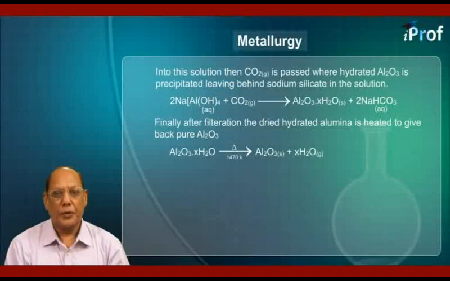So we can write 2Na[Al(OH)4] (aqueous) + CO2 (gas) gives Al2O3·xH2O (solid) + 2NaHCO3 (aqueous). Finally, after filtration, the dried hydrated alumina is heated to give back pure Al2O3. So we can write Al2O3·xH2O (solid) heated at about 1470 Kelvin temperature gives Al2O3 (solid) + xH2O (gas).